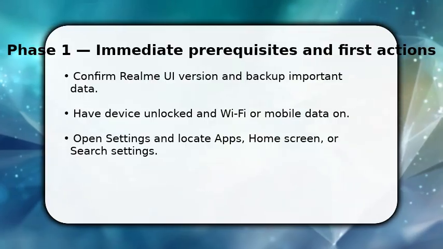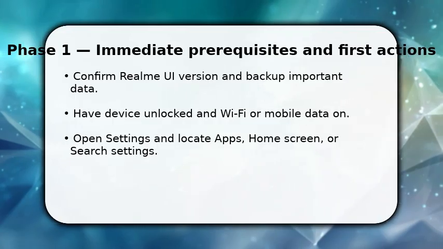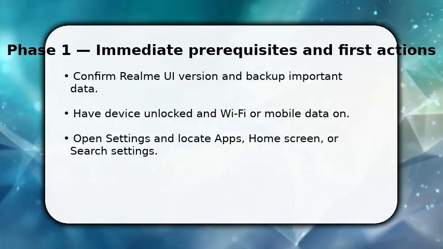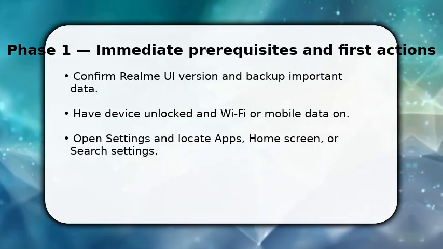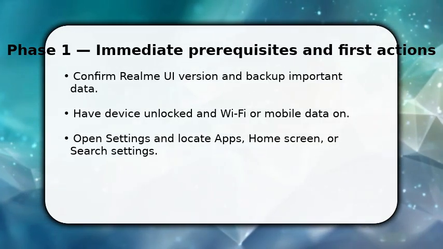You start now, check your Realme UI and make a quick backup. This prevents surprises if a setting change behaves oddly. Once done, unlock the phone and open settings. You want access to apps and home screen controls.